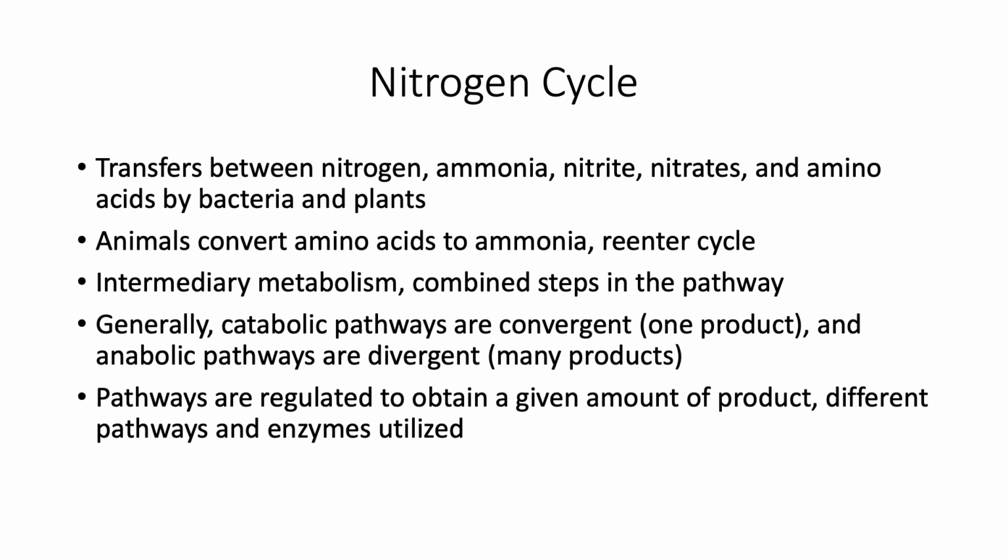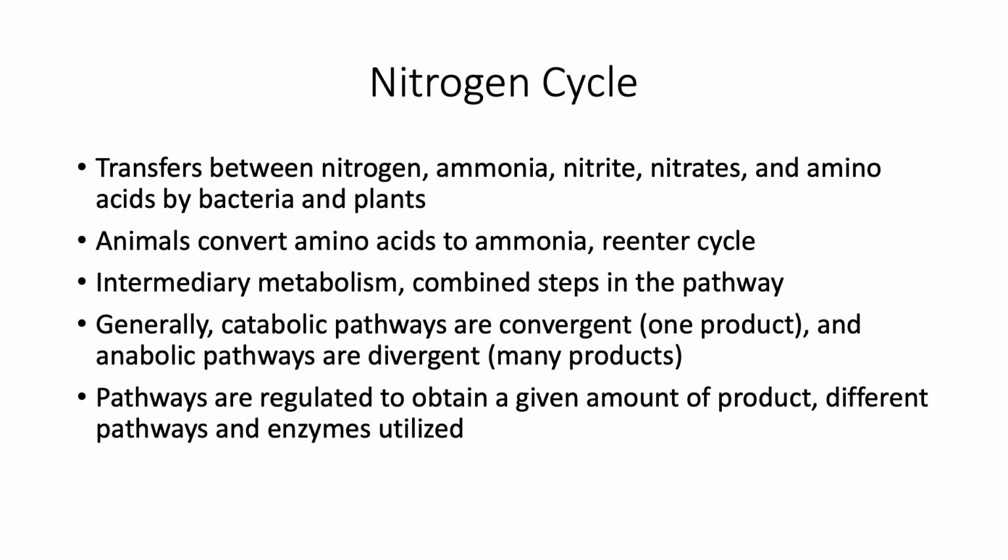The nitrogen cycle is a condition where we reference the transfers between nitrogen, ammonia, nitrite, nitrates, and amino acids, done in bacteria and plants. So animals convert the amino acids to ammonia, and the ammonia re-enters the cycle. There's intermediary metabolism, which combines steps in the pathway. Some of these pathways have simple reversals of reactions that occur. Others loop out of the established pathway and achieve their results through a different process.